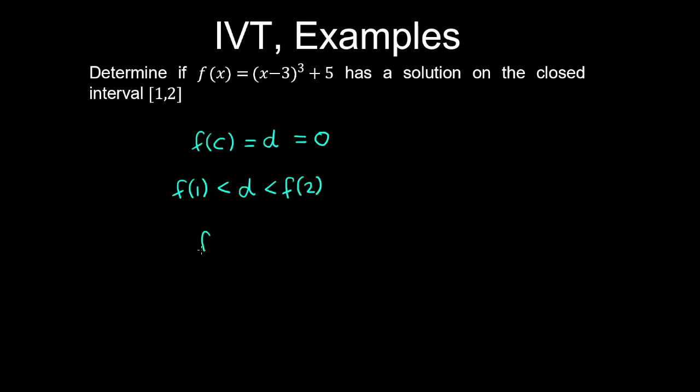So substituting 1 into the function, we obtain minus 3. And then substituting 2 into the function, we obtain 4. So we can see that d equals 0 is between minus 3 and 4. So we conclude that there's a number c between 1 and 2 that gives the solution to the function. And you can verify this by setting f of x equals 0 and solving the equation.